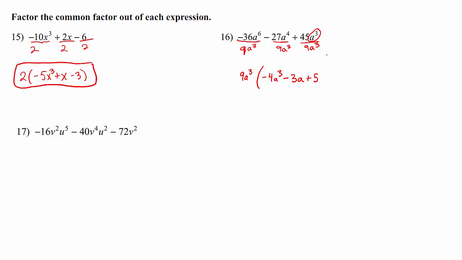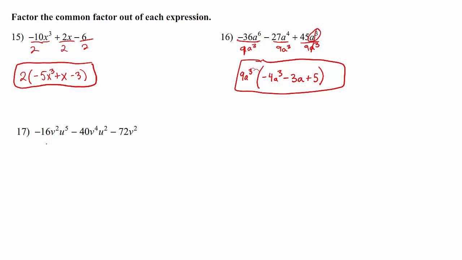And a cubed over a cubed cancels each other out completely, which is what we want to have happen, because at the end of this, they should not all have a's, or we didn't pick a big enough exponent for a. So again, we could distribute to check our answer and see if we are correct or not.